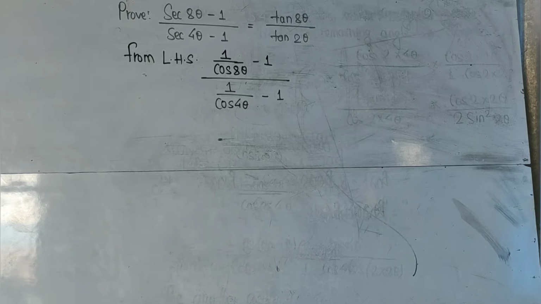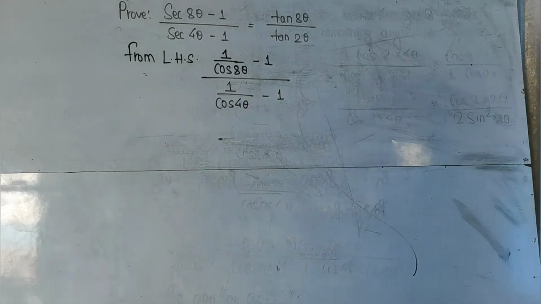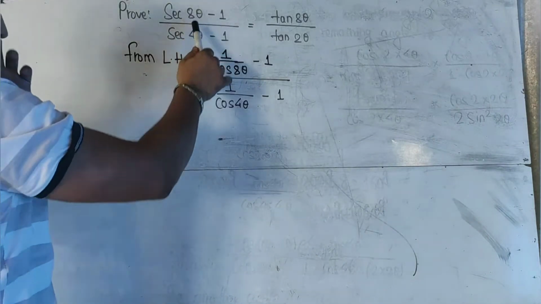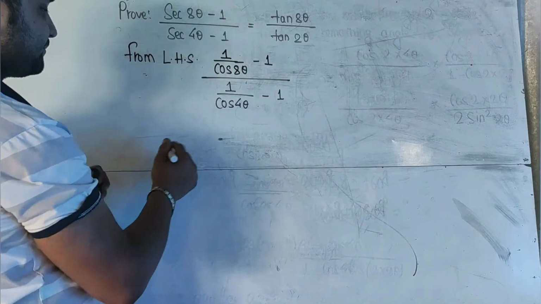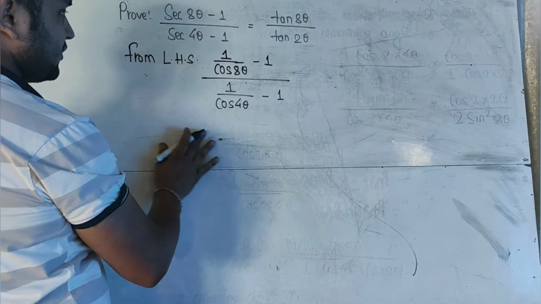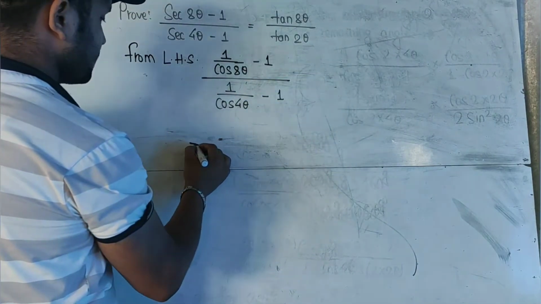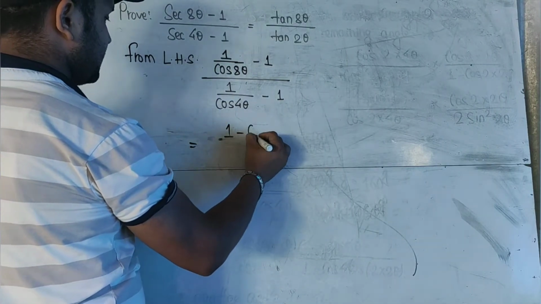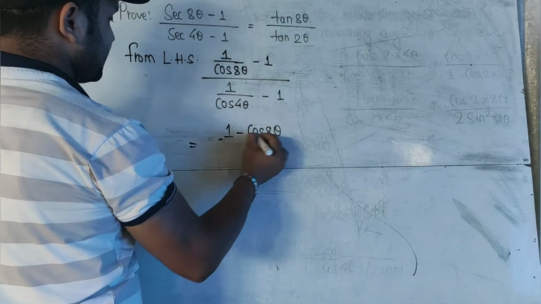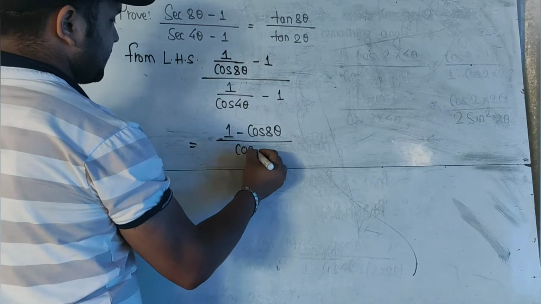So we all know that sec theta is 1 by cos theta. So in place of sec 4 theta, we can write 1 by cos 4 theta. Now we'll take LCM in the numerator, which we can write as (1 minus cos 4 theta) divided by cos 4 theta.